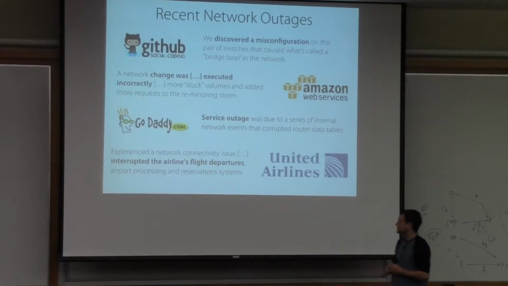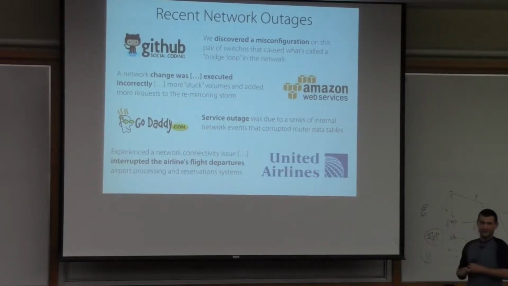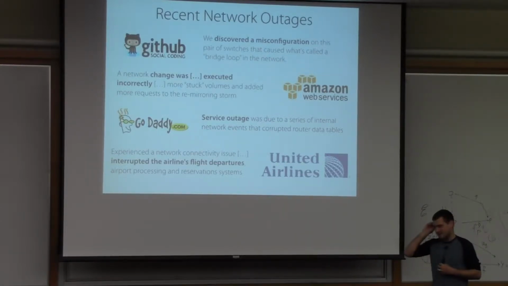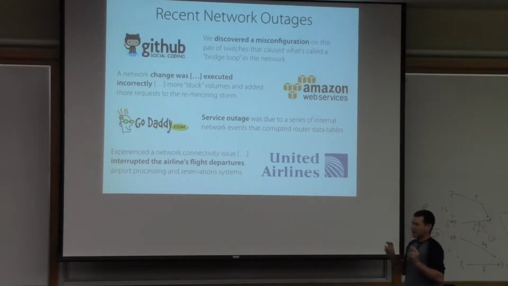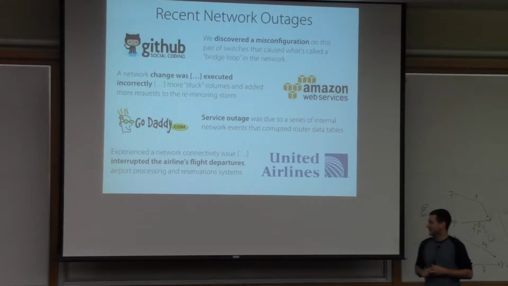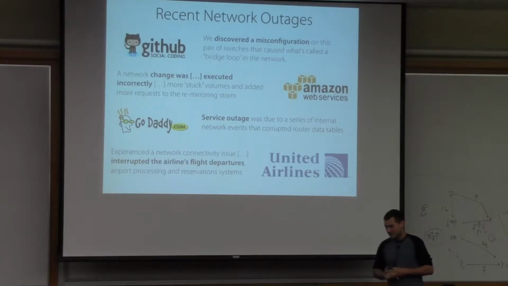GoDaddy had a service outage, also due to some internal network events. They didn't exactly say what those were. And my favorite is, I think this is also 2013, United Airlines had a network connectivity issue that led them to actually have a full ground stop at some of their hubs, including San Francisco. So, when the network breaks, it's really, really, really bad.